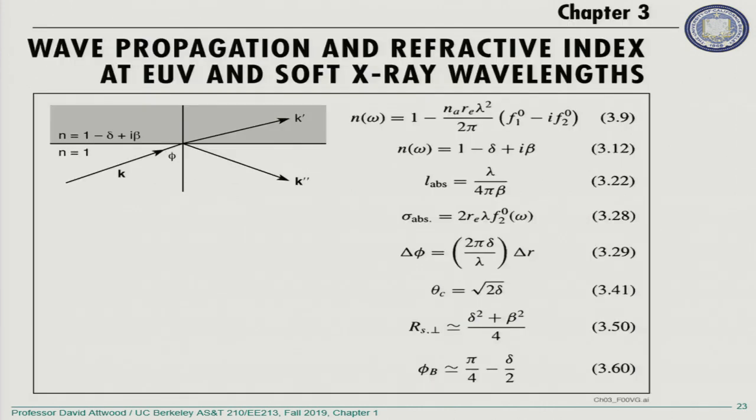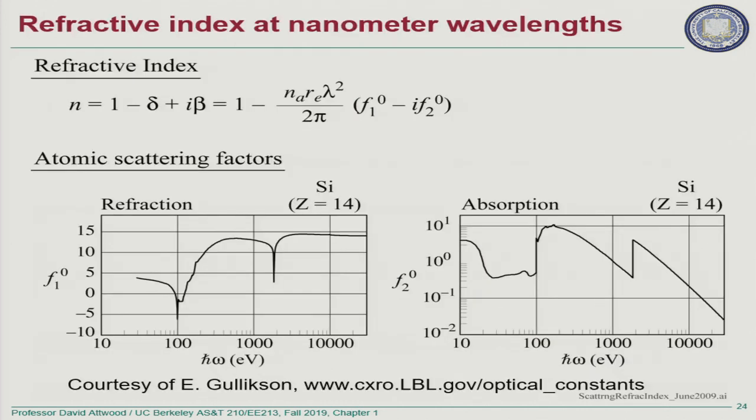And so chapter 3, talking about wave propagation and refractive indices. Here's this same thing again, but at the top, this is the equation for how you translate from scattering factors to index of refraction. Basically, there's just this scaling factor, which is n_a, the density of atoms, times the electron radius times the wavelength squared over 2 pi.